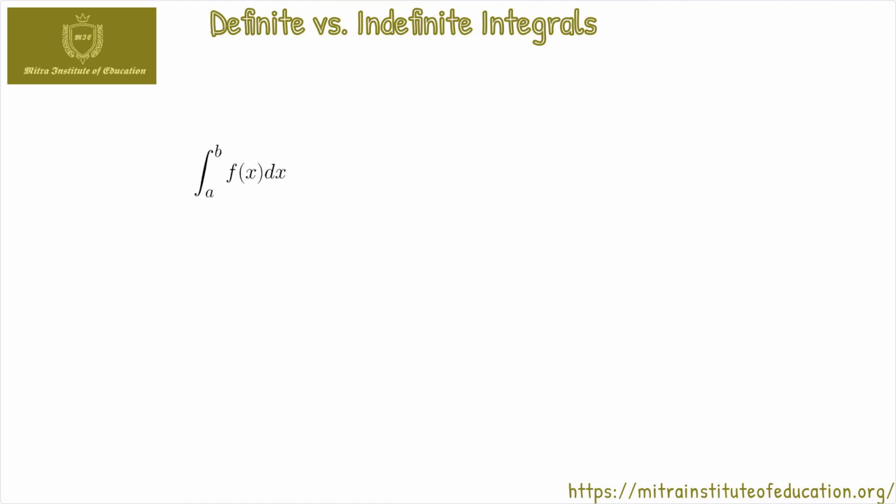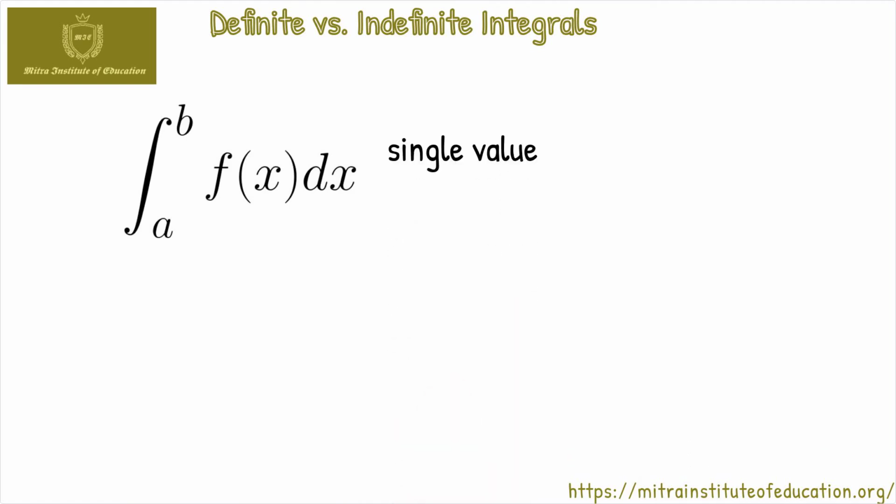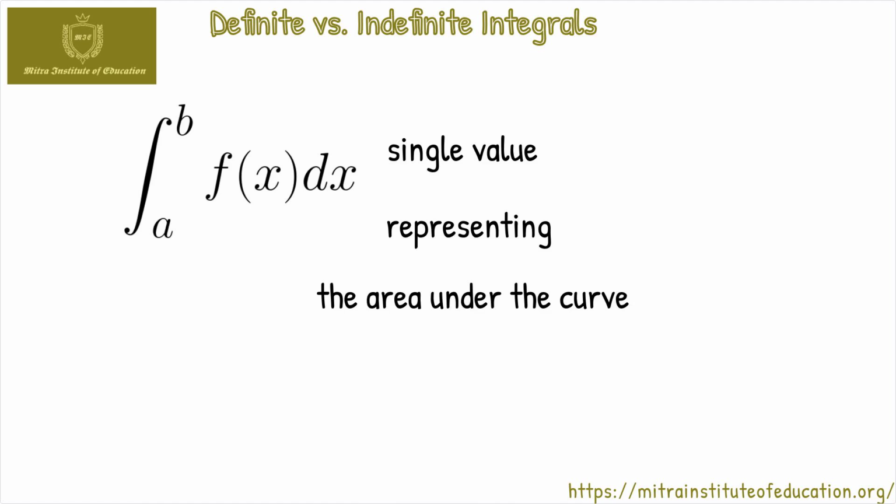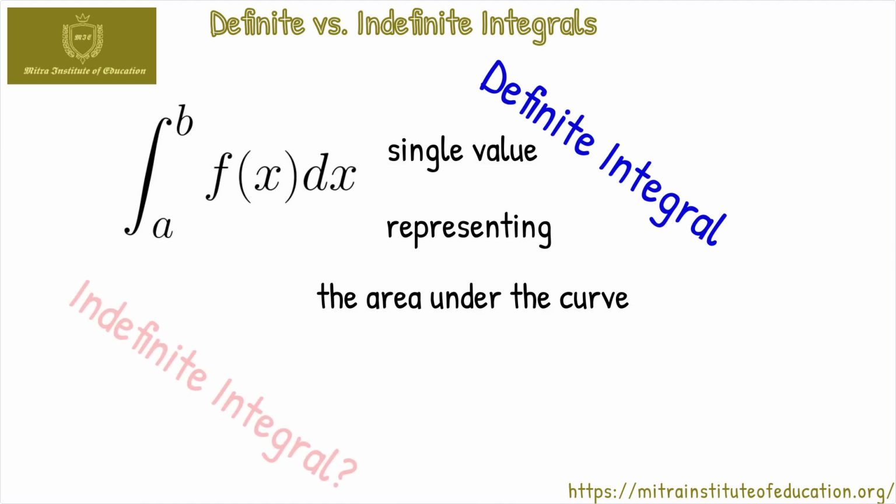Now, we have a formula for the area under the curve. It's written as the integral from a to b of the function f of x, dx. This computation gives us a single value. It represents the area under the curve. We call this the definite integral. But what about the indefinite integral?